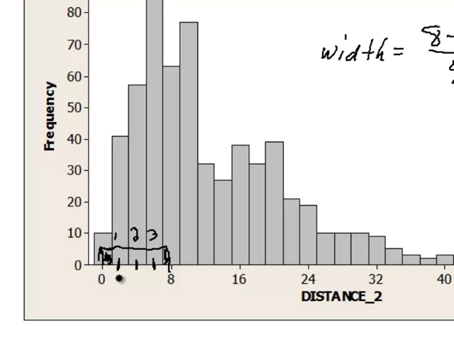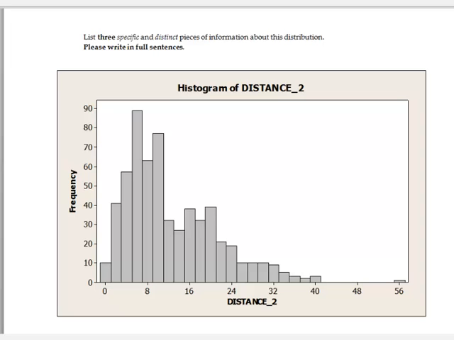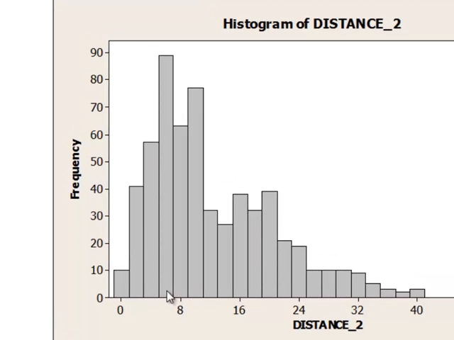So this starts at 0. This would be 2. Then we add another 2, and that would be 4. And then we add another 2, and we'd get 6. And so on and so forth. So now we know that the class width is 2. Now we can go to the bin that has the largest frequency and talk about that peak. We know this bin has a midpoint of 6. So I'm going to mark 6 here.